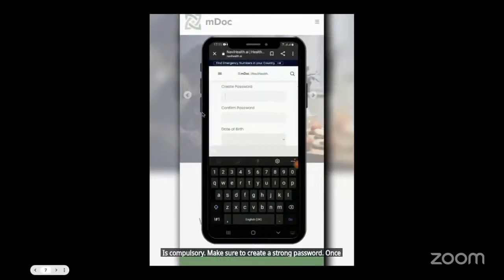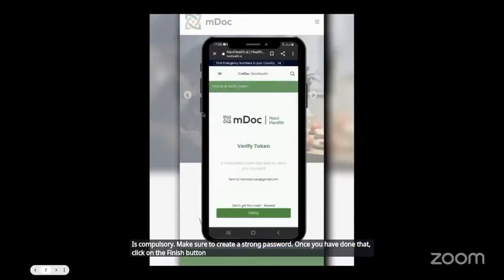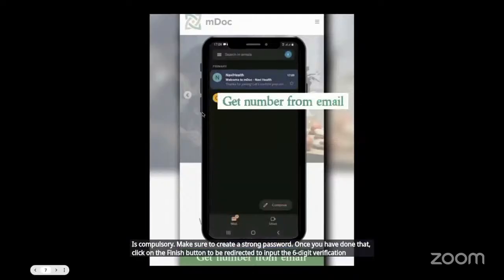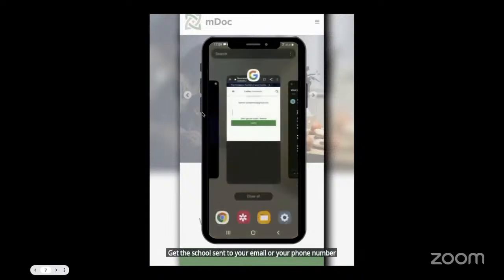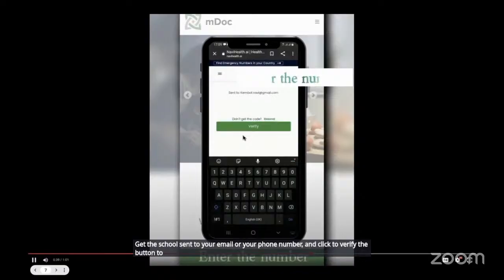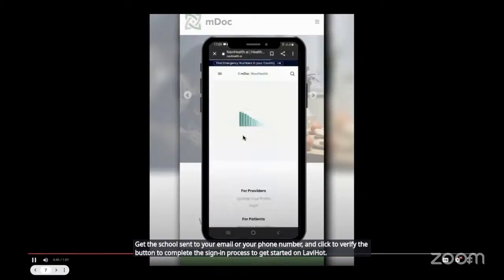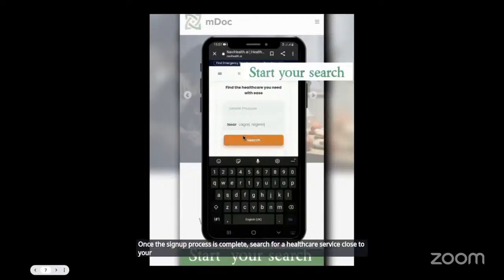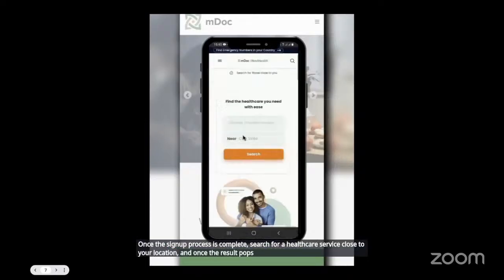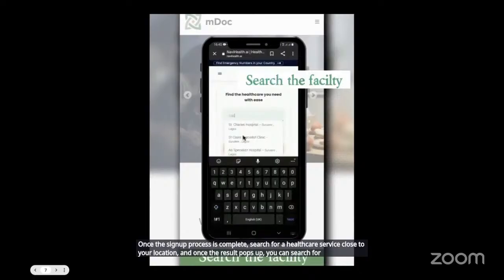Once you have done that, click on the Finish button to be redirected to input a 6-digit verification code. Get this code sent to your email or your phone number and click the verify button to complete the sign-up process to get started on NaviHealth. Once the sign-up process is complete, search for a healthcare service close to your location, and once the results pop up, you can search for a facility close to your location.